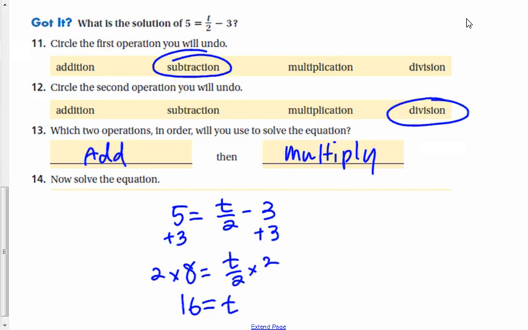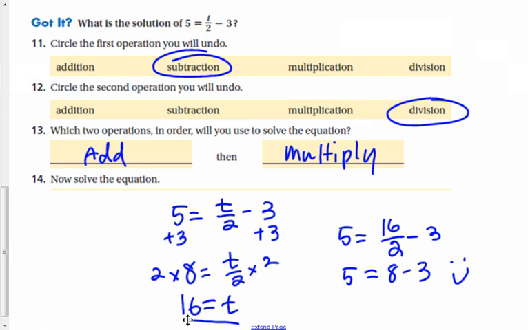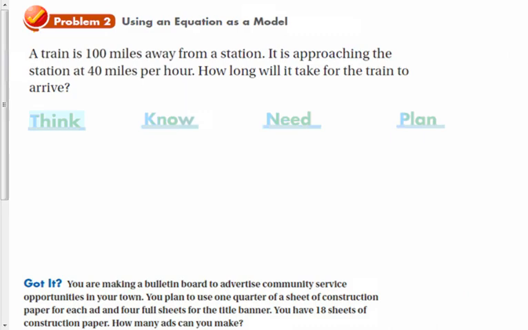Just a reminder here, you should always check your equation. So let's say we think t equals 16, then you should just check that and make sure if we substitute 16 for t, that it's true. And 16 divided by 2 is 8, and 8 minus 3 is 5. So it is true. That makes us happy.